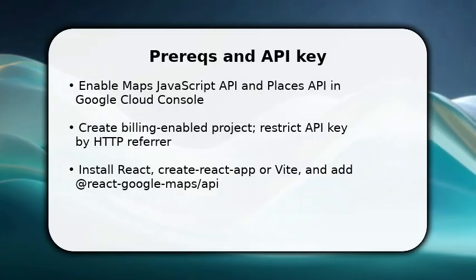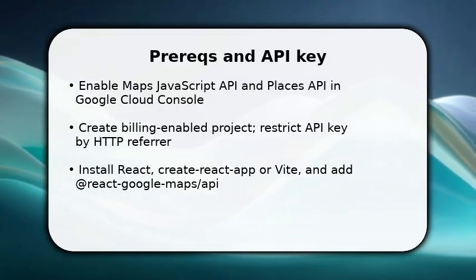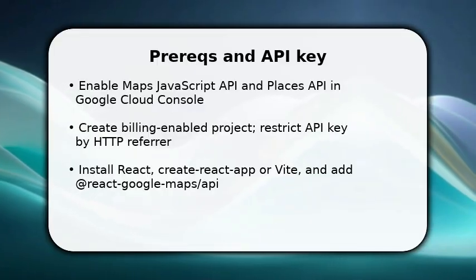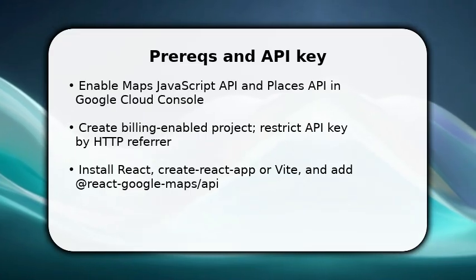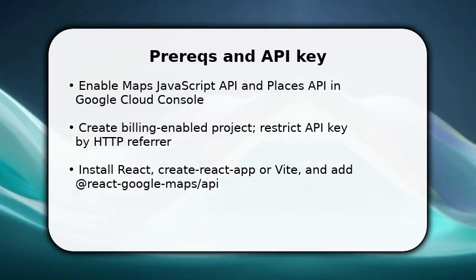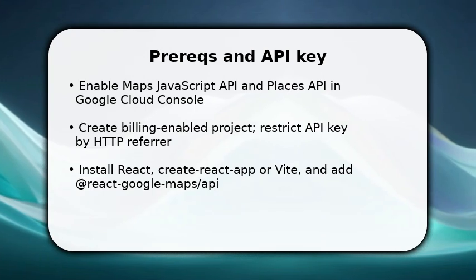Next, add @react-google-maps/api to your React app and create a simple map component file. You'll wire the API key into a provider component. Doing that now lets you load the Maps script and render a map container immediately.